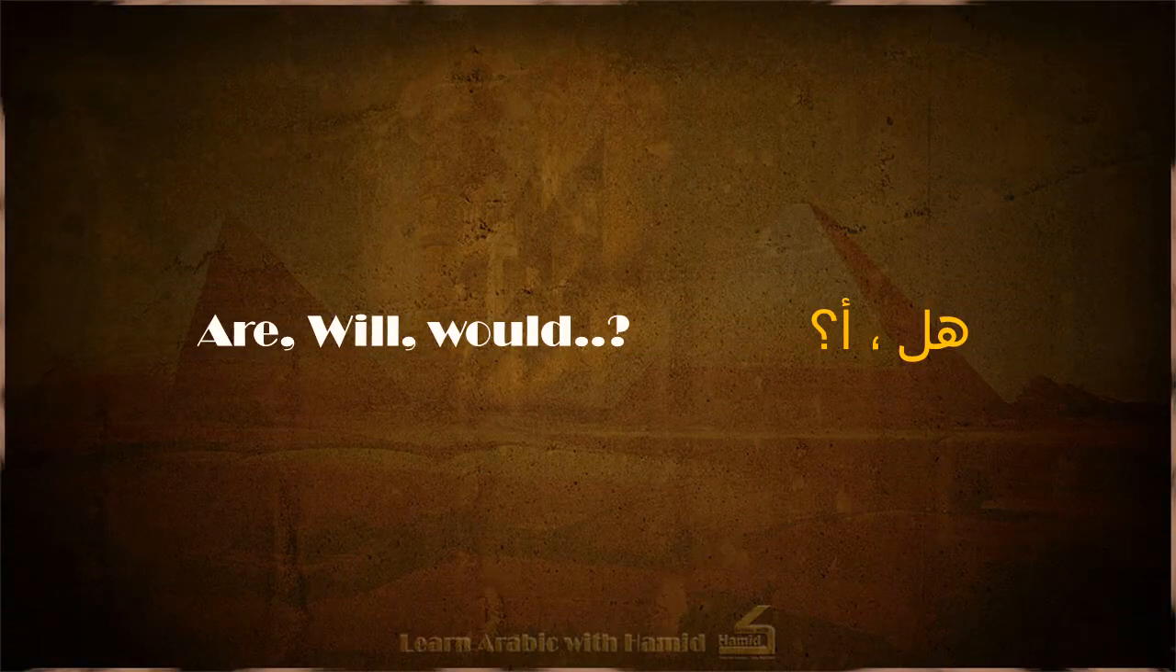So the first tool that we have is either the letter Hamza, or a tool called hal. Using either of those has the same function, and they are mainly used to give us a question that has a yes or no answer. So if you use hal or hamza, the answer that we have is either yes or no.